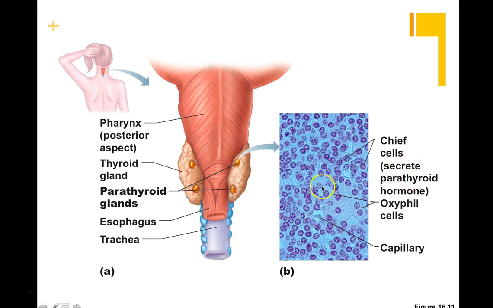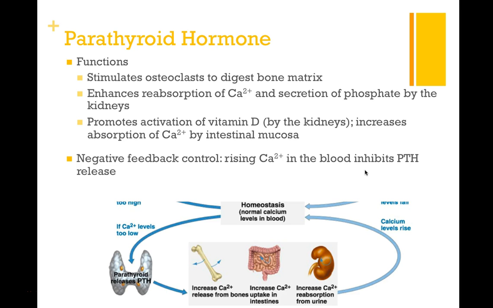We have these oxyphil cells, and we're not really sure what the function of these cells are. More importantly, though, we have these chief cells that are going to secrete the parathyroid hormone. And these cells are very important because they are secreting the most important hormone, the parathyroid hormone, in calcium concentration homeostasis within our blood. So what does our parathyroid hormone do?